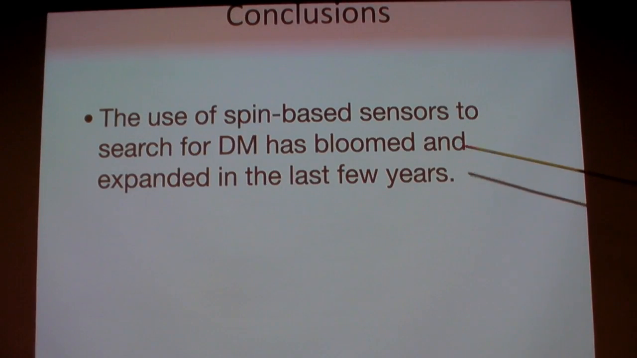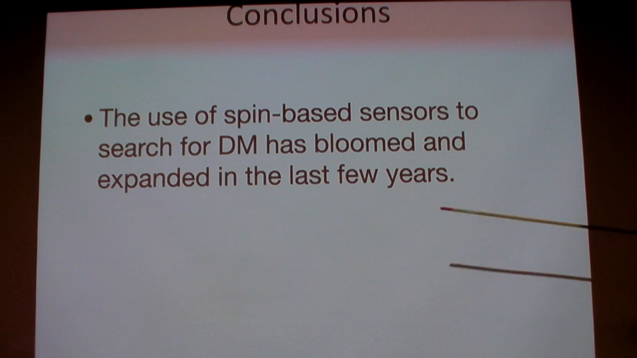So, to conclude, the use of spin-based sensors to look for dark matter has really bloomed and expanded in the last few years. I originally wrote here 5, but if you took 5, that goes all the way to the first few CASPEr results. But I would say in the last 2 years, there have been 5 different papers by 3 different collaborations. So really, there has been a huge expansion in just the last few years.